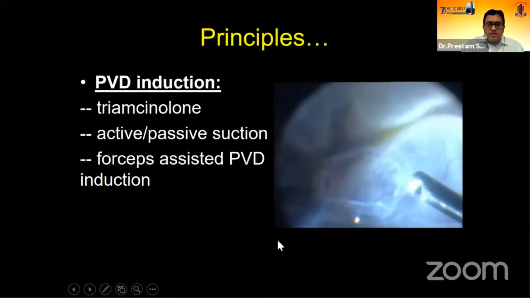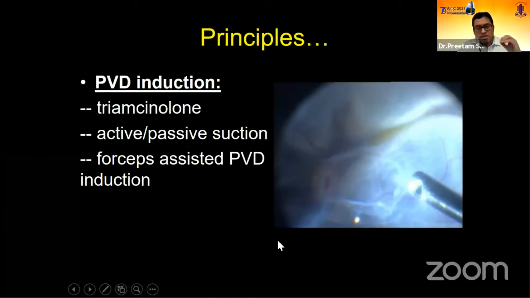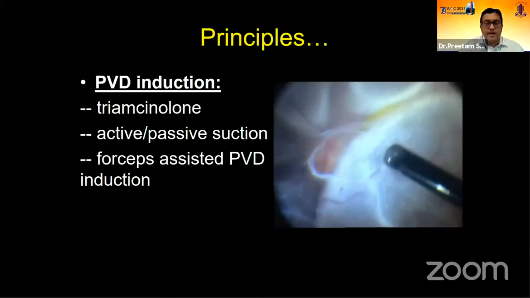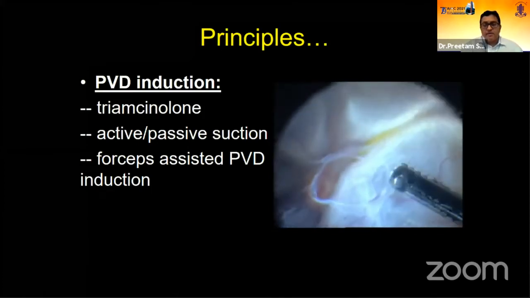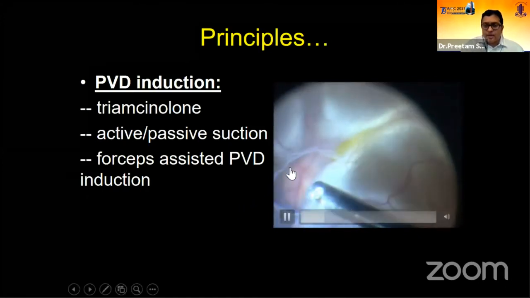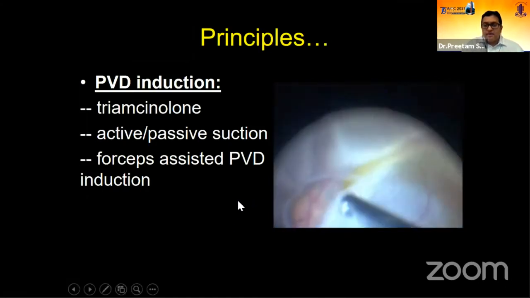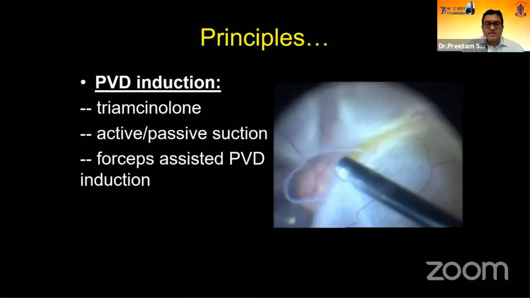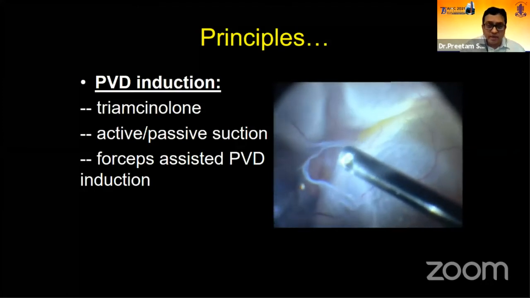So when we come to principles, what are the steps which are important when you're doing a vitrectomy in a rhegmatogenous RD? The first and foremost important thing is the PVD induction. This is a must and has to be a part of every vitrectomy for rhegmatogenous RD. Nowadays, we use triamcinolone to stain the vitreous. And as you can see in this video, this is the Weiss ring. The Weiss ring is an indication that the PVD has occurred. Once the Weiss ring occurs, then you can go on with the vitrectomy.